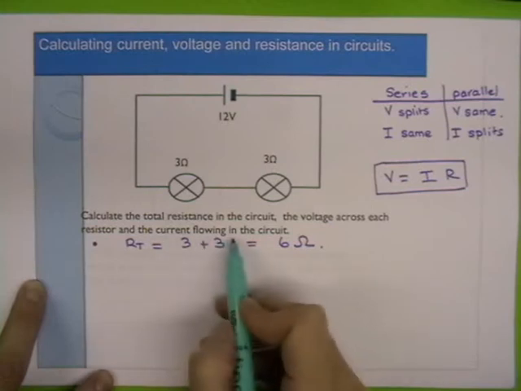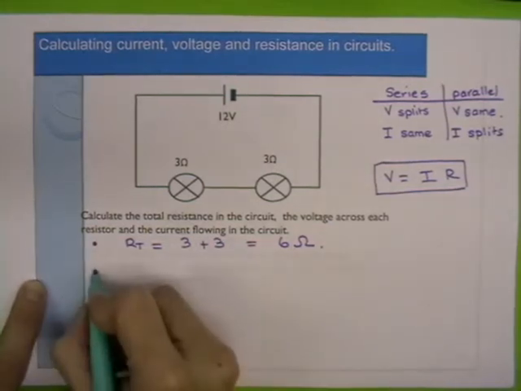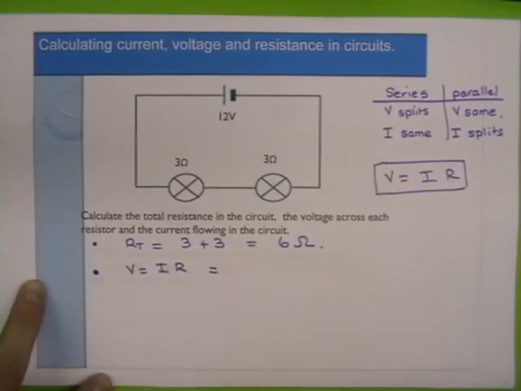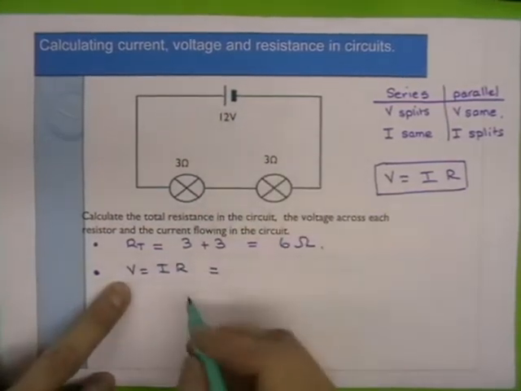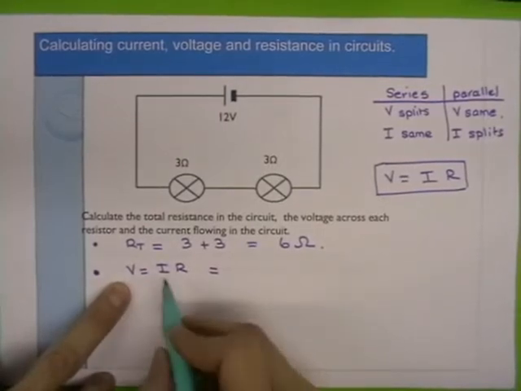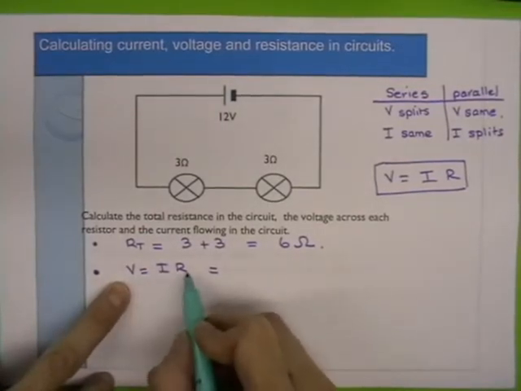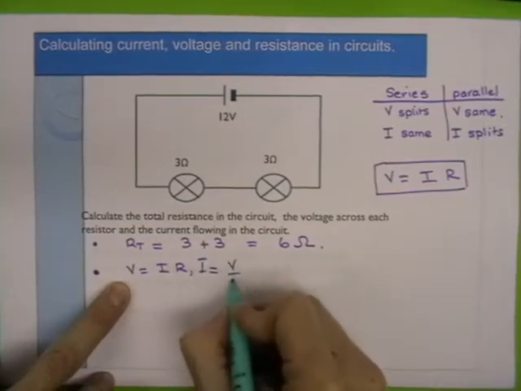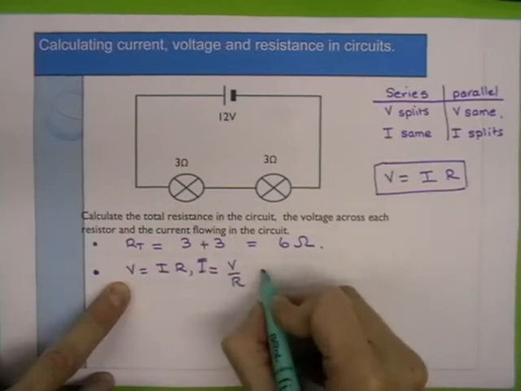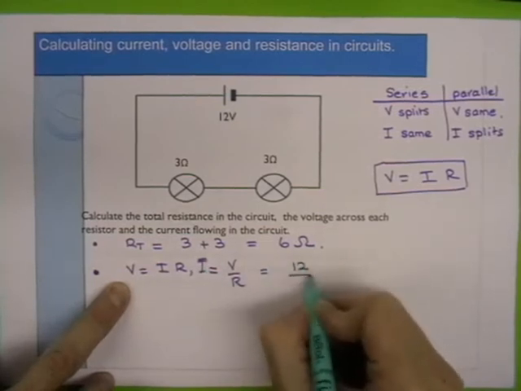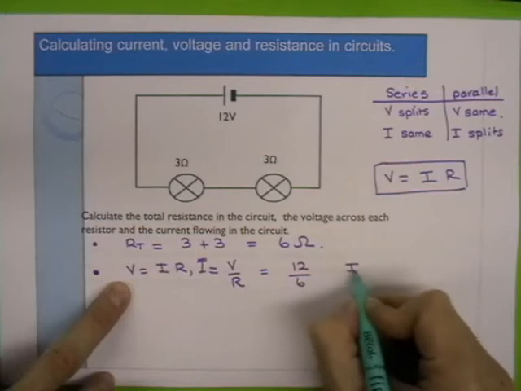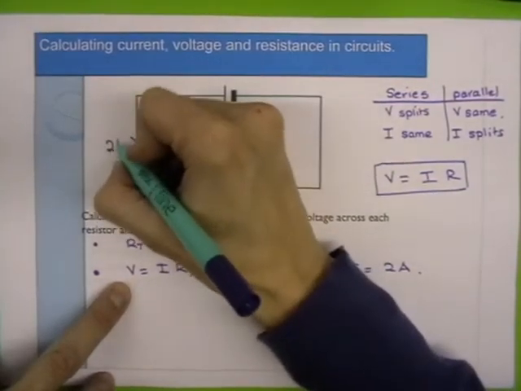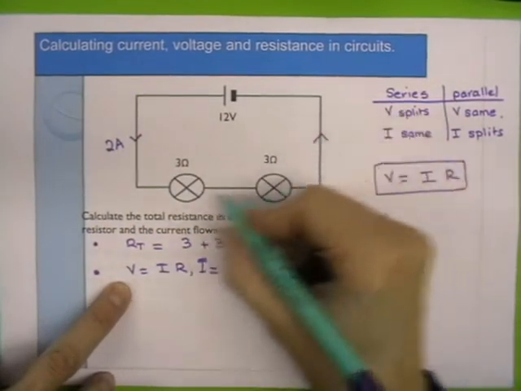Now, I'm going to do the current flowing in the circuit second, and I'm going to use V is equal to IR. So, the total voltage in the circuit is 12. We're looking for the current, and we now know the total resistance in the circuit is 6. So I is equal to V over R, and I is going to be equal to 12 divided by 6. So I must be 2 amps. So we now know we've got 2 amps of current flowing in every place through that circuit, through each resistor, and so on.